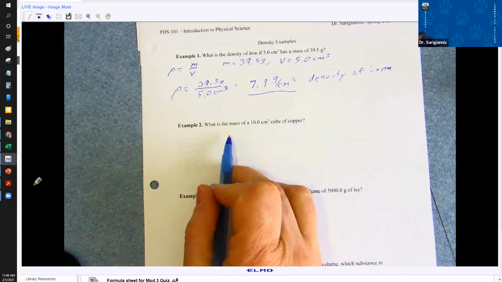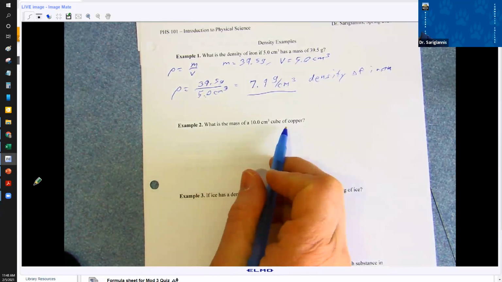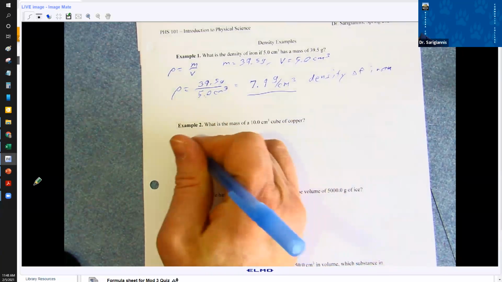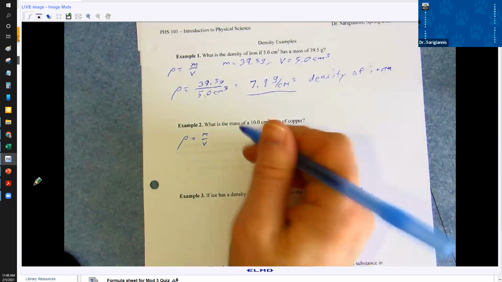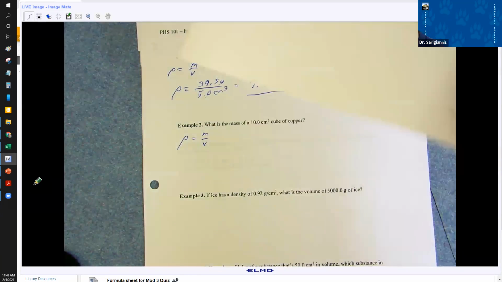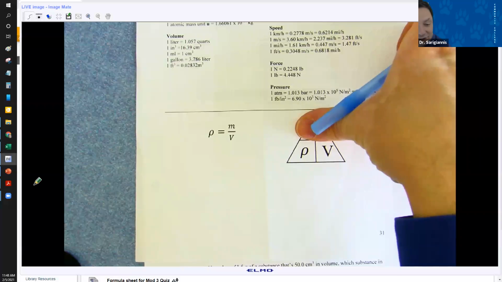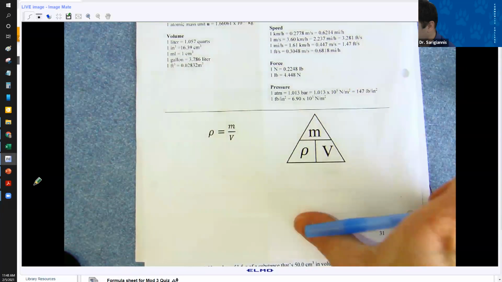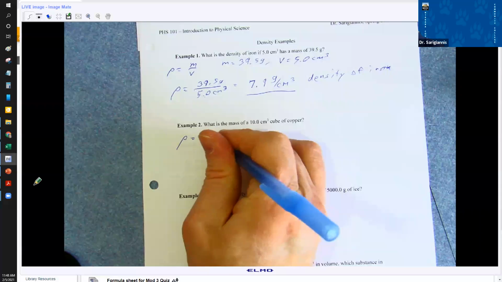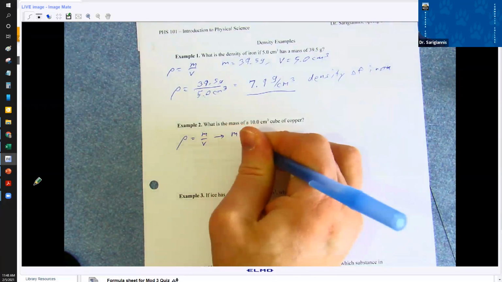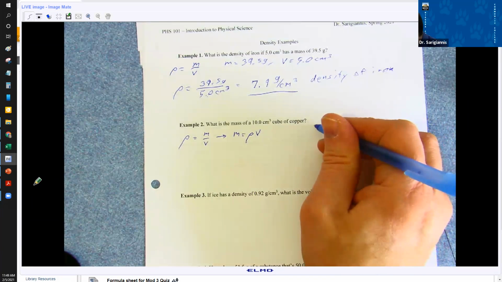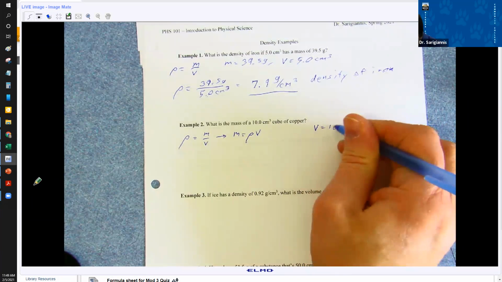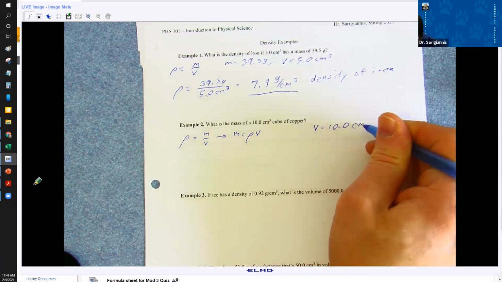All right, we can do this next one real quick, and then we'll stop here. What's the mass of a 10 cubic centimeter cube of copper? Okay, so now we've got the density equation, and we want to find the mass. So mass is density times volume. Let me rewrite this. And what do we have? We have V equals 10.0 centimeters cubed.